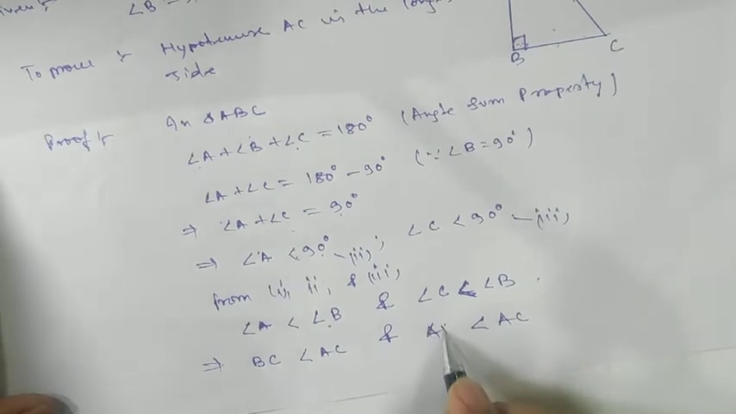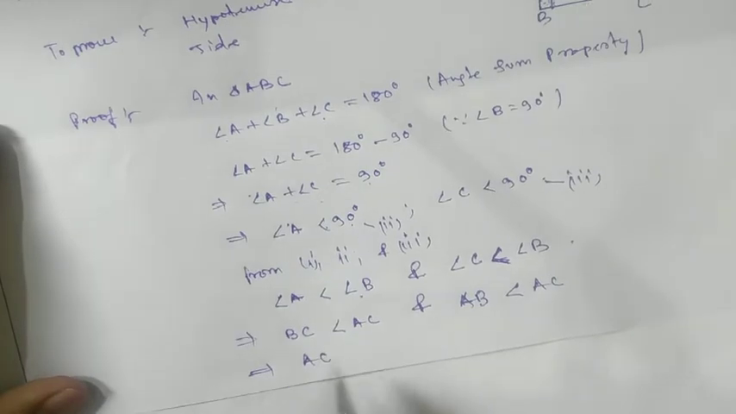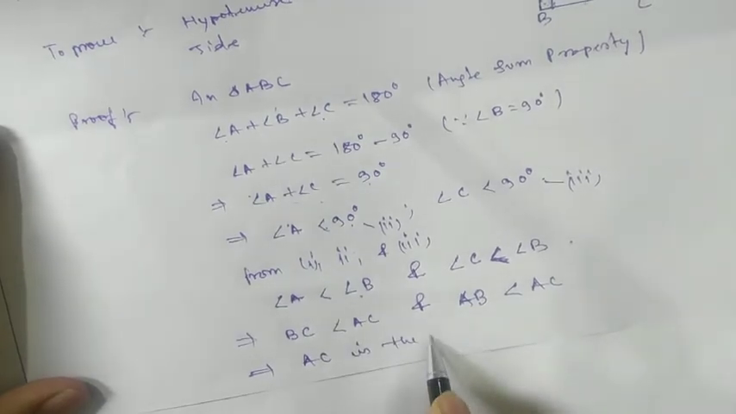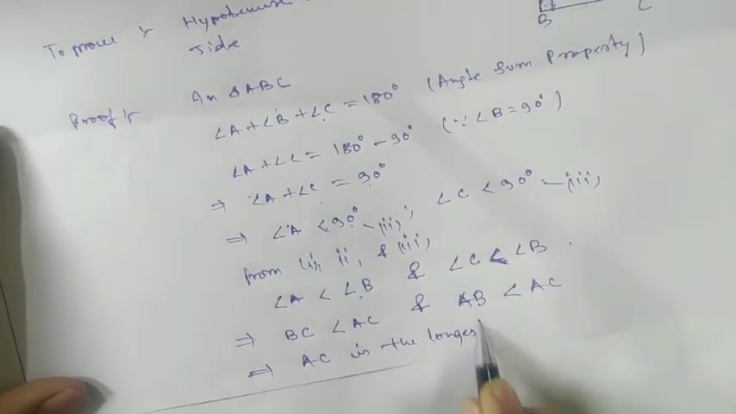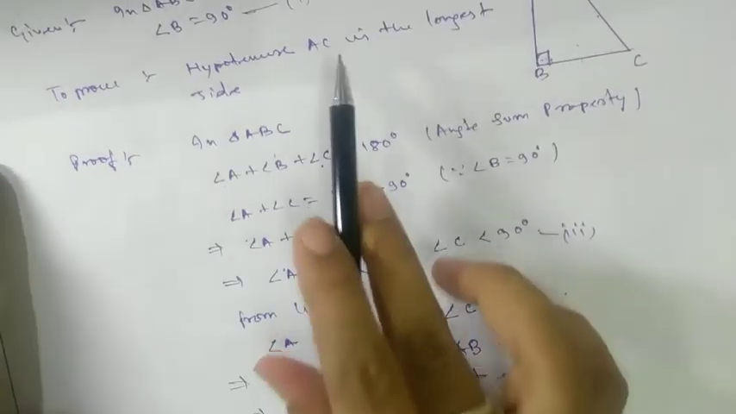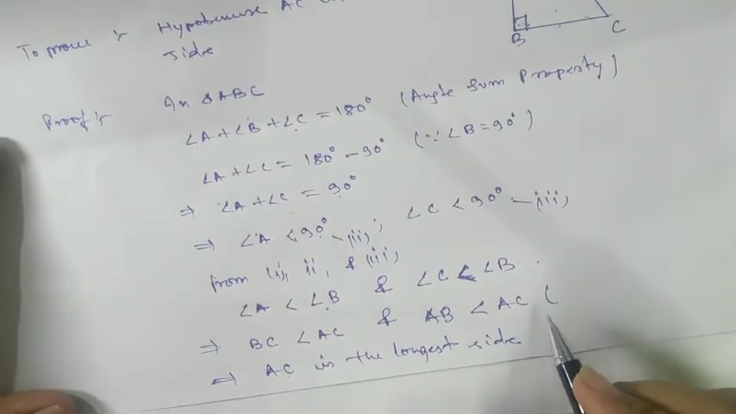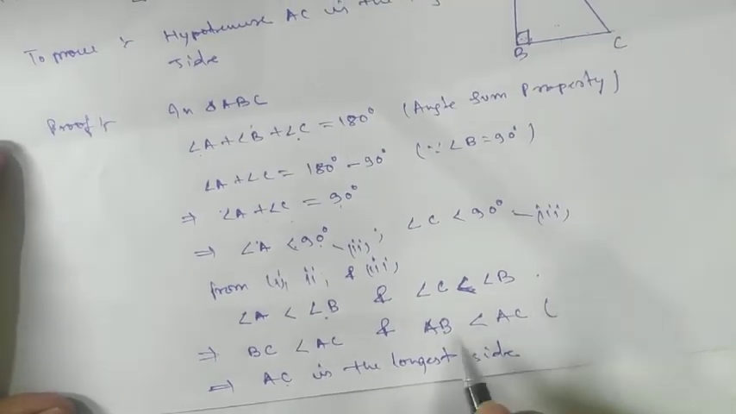Yes. So this implies AC is the longest side. That means hypotenuse. Okay, so you have to mention the reason here. Without mentioning, we'll lose the mark. So here, let's see what we're going to write here.